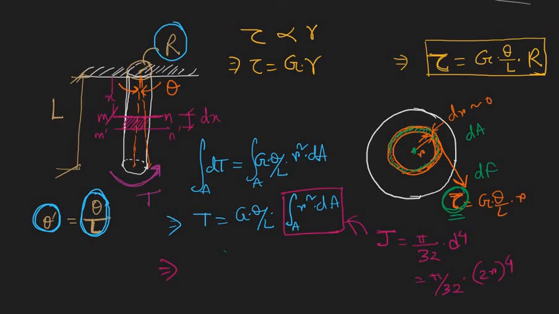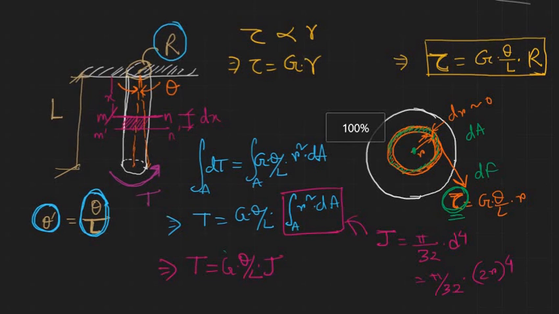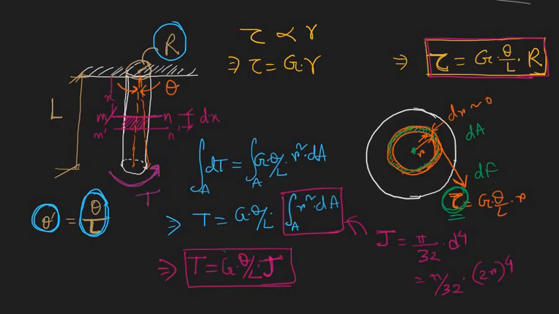So now you have an equation where torque is related with G theta by L times J. This is one more equation, and this was another equation. Of course, if you replace G theta by L here, you will get a relation, that is T equals G theta by L, which is nothing but stress by r, times J. Now you have got a function of torque in terms of stress. So it's almost 22 minutes, I think that's it.